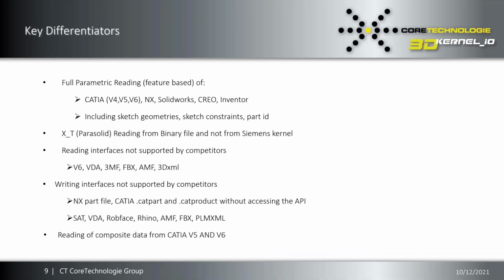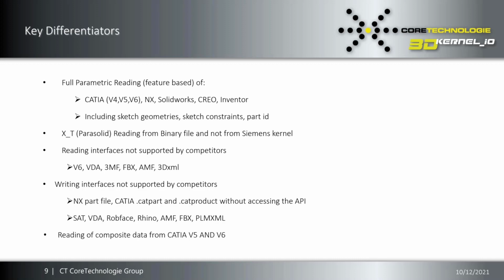And so I want to touch a little bit about the key differentiators in the market. There are really only a handful of companies that have developed libraries out there and brought them out to the market, but we found that from a parametric reading, Core Technology holds the ability to read most of the data from the feature-based technology. Also, a lot of times when you're looking at reading the SDK or a kernel, you have to have that particular kernel, which is the Parasolid kernel.